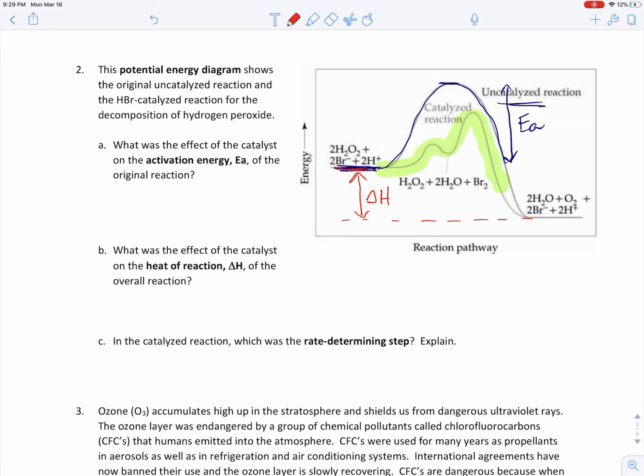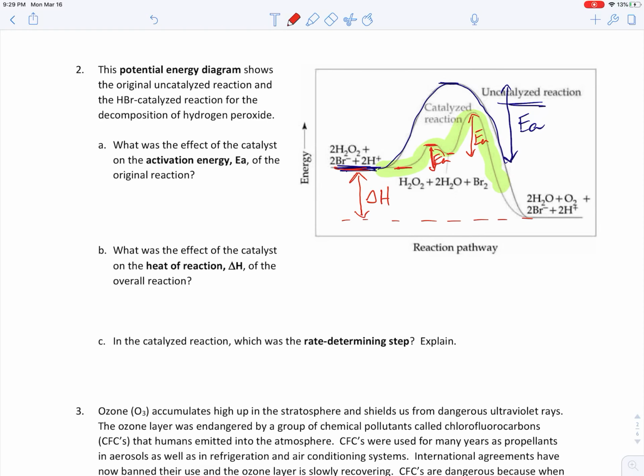And lastly, we're asked which of the steps in the catalyzed reaction was the rate determining step. The rate determining step, of course, is the slowest step in the mechanism, so it would be the step with the largest activation energy. So in this diagram, the first step had an EA here, so it was a pretty small EA, and in the second step, the EA is here. Remember, the EA is the difference from where that step began to the formation of the activated complex in that step. So for step 1, it's the difference that I've just highlighted.